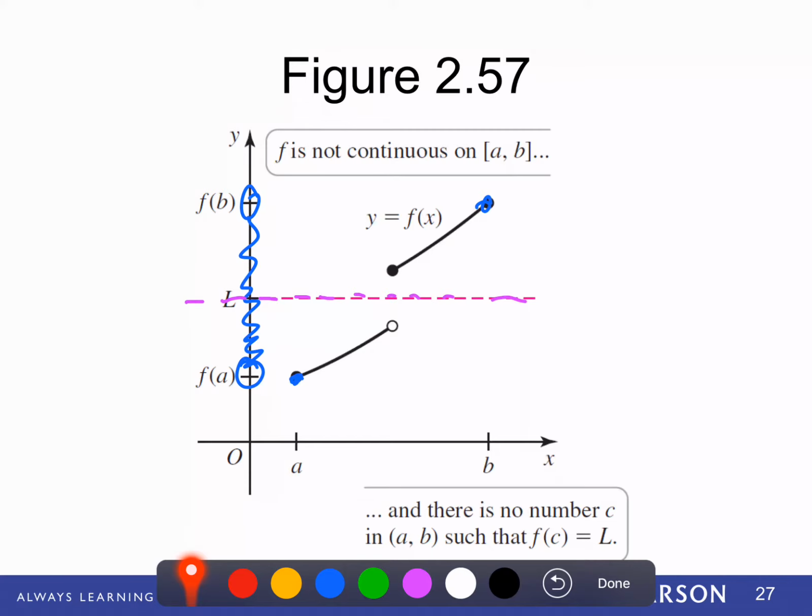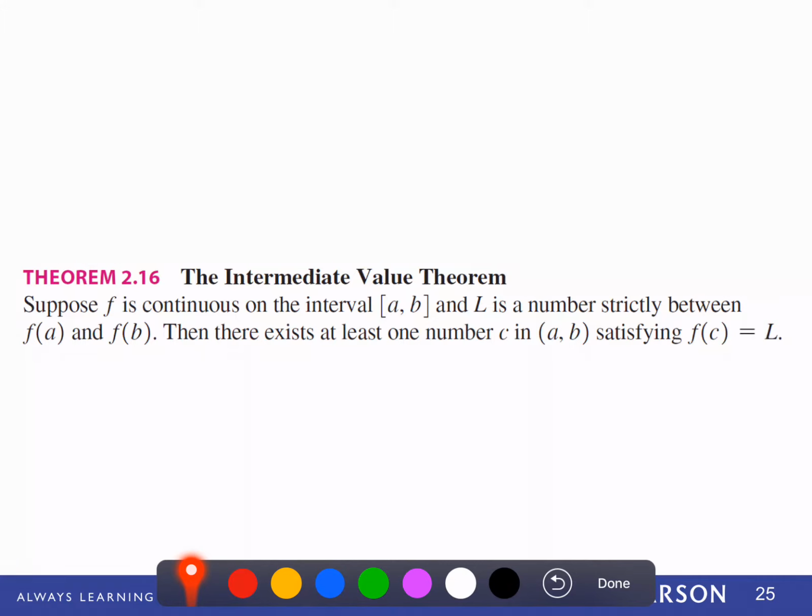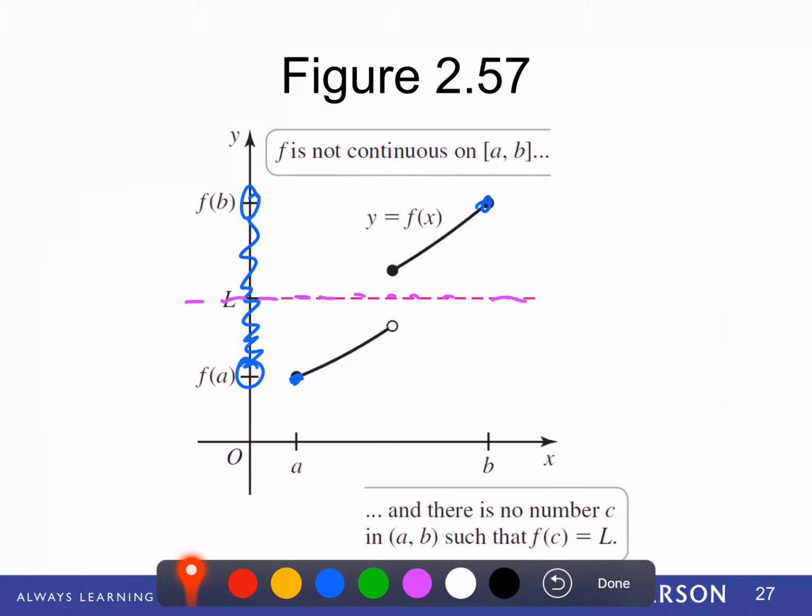function was not continuous. The statement of the theorem is still true because, if you look back at the definition, it was a condition that we had to suppose it was continuous. So since f is not continuous in this example, the IVT does not hold.